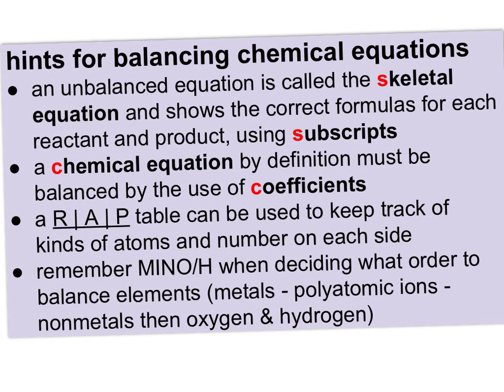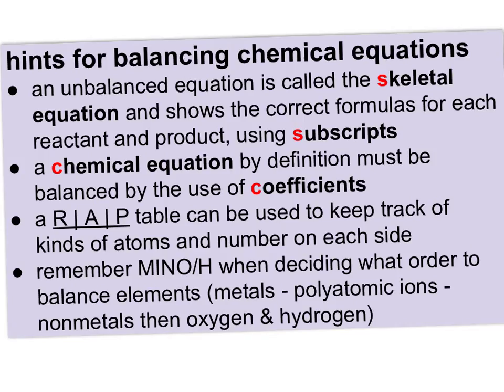My quick review for balancing a chemical equation is that, remember, the unbalanced equation is called the skeletal equation, and it shows the correct formulas for each reactant and product by assigning the correct subscripts. And you might remember with a covalent compound, there'll be no metals in it, and a covalent compound's name, such as carbon dioxide, tells you what the formula is, CO2.